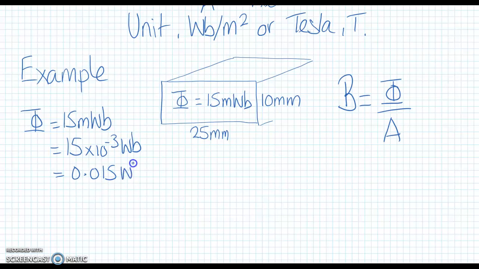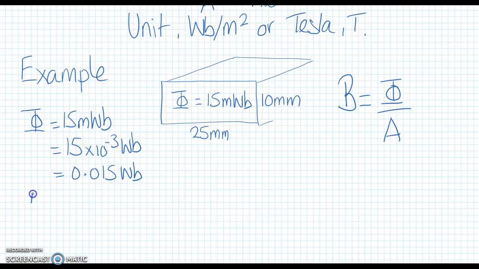or 0.015 Webers if we move decimal places. I always like to use standard form, so I tell students to remember the SI prefixes. Milli is minus 3, micro is minus 6, nano is minus 9, and pico is minus 12. Get into the habit of remembering the prefixes. It's very important for accuracy.